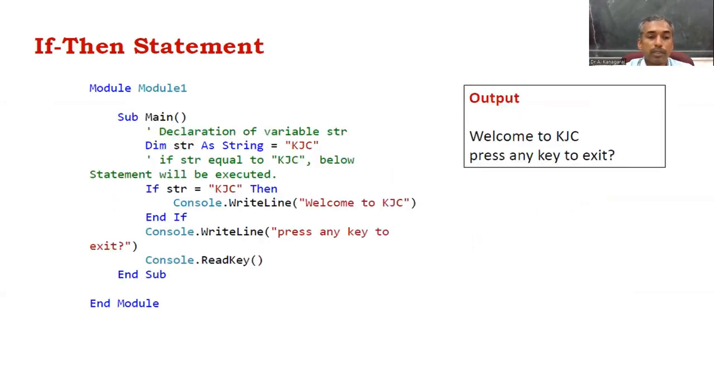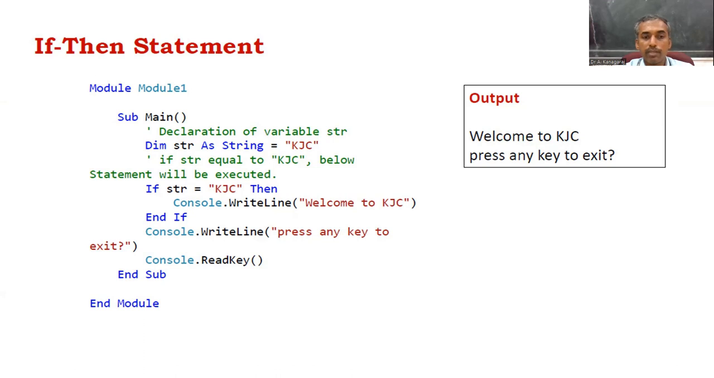See this example. In this example, we have declared a string variable str, and we have assigned kjc. In the If condition, we are checking whether the value which you have assigned to str is equal to kjc or not. If it is equal, the control will get into the block. Otherwise, it will not get into the If Then statement. In this case, we have given kjc to str. Of course, it is true. So automatically control will get into the If Then statement, and it will execute welcome to kjc. Then the remaining code will get executed. See the output we got, welcome to kjc and press any key to exit.